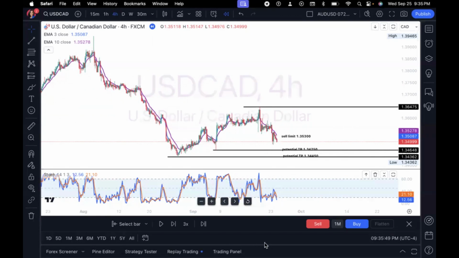Now, the second thing I noticed was that my stochastic, which is the indicator I like to use down here, was facing down. Now, I'm very simple when I use my indicators for confirmation. If my stochastic is facing down, 9 times out of 10, my market is going down. If my stochastic is facing up, this usually means that the market will be pushing up as well. So I got my bearish confirmation on the stochastic.